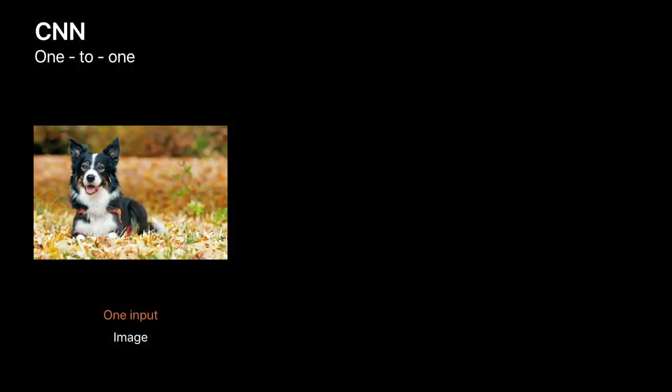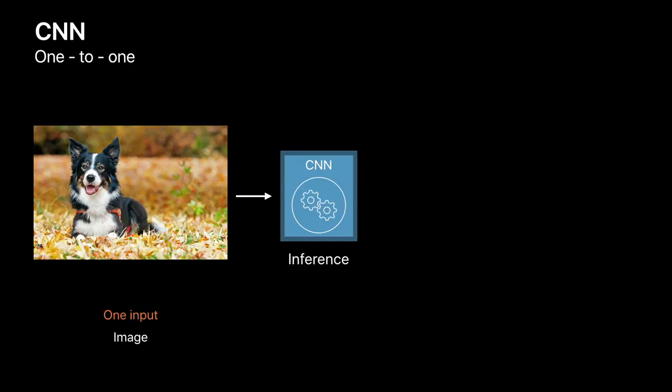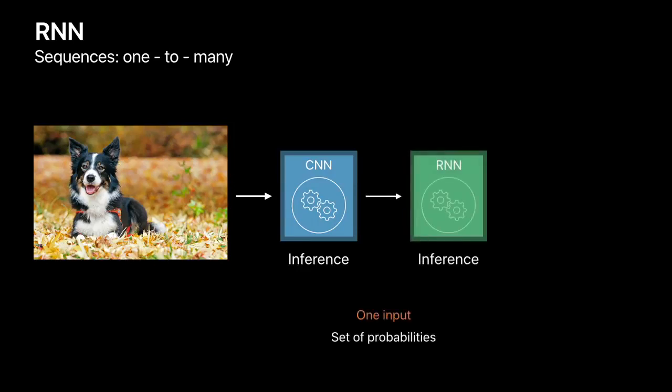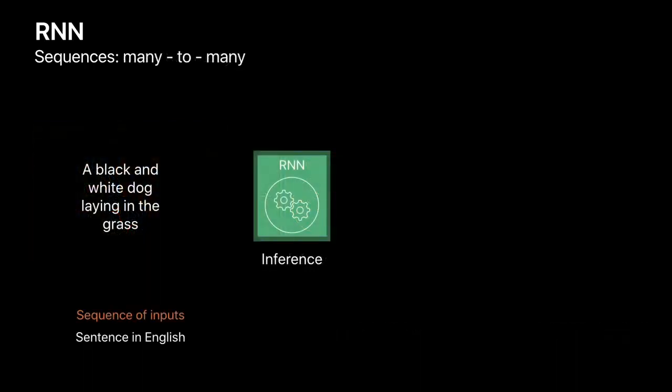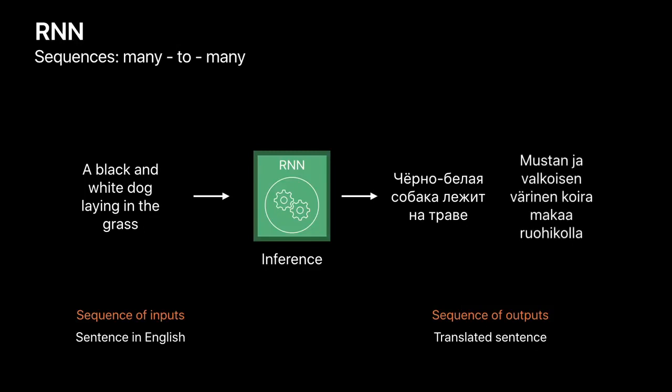One disadvantage of CNNs is their inability to remember anything that happened in the past. They can take one image as input and generate a single output, such as the set of probabilities of what is depicted in the image. RNNs, on the other hand, have memory, and they're good at operating on sequences. So they can take one input, such as a set of probabilities of what is depicted in the image, and generate a sequence of outputs, so a sequence of words that make up a caption for this image. They can also take a sequence of inputs, such as a sentence in English, and generate a sequence of outputs, such as the same sentence translated to a different language, like Russian or Finnish.